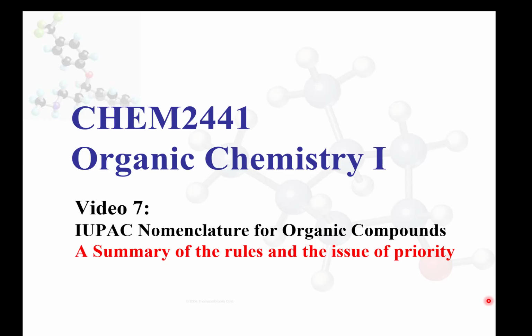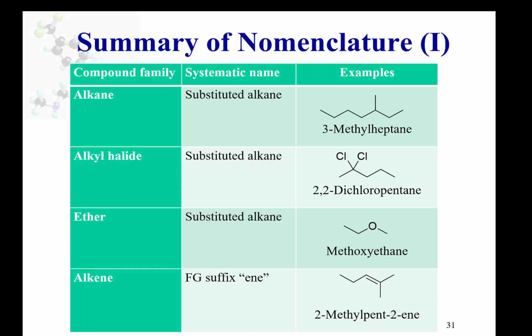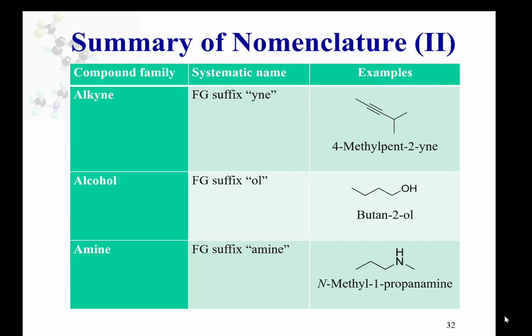This is the last and final video to show you how to name organic compounds using IUPAC nomenclature. Now, if you've gone through all of the previous videos 1 to 6, you would have gotten all the rules for naming individual functional groups of organic compounds. This slide shows the summary of nomenclature for the compounds you've learned. You've learned how to name the alkanes, alkyl halides, ethers, alkynes, alcohols, and amines.